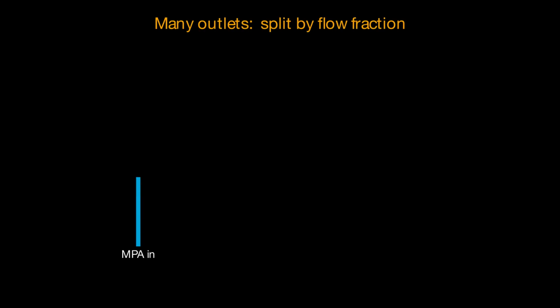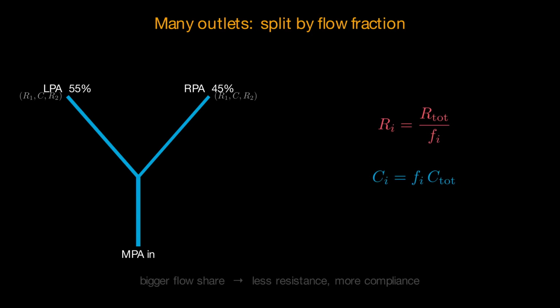But a real geometry has more than one outlet. The pulmonary artery splits to the left and right lungs, and each branch needs its own 3 numbers. You don't start from scratch for each, you split the totals by how much flow each branch carries. A branch taking a bigger share gets proportionally less resistance and more compliance. Resistance divides by the flow fraction, compliance multiplies by it. The MRI hands you those fractions directly. One set of totals fans out into a triple at every outlet.